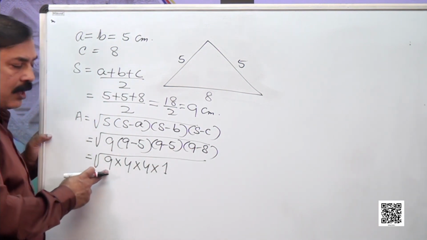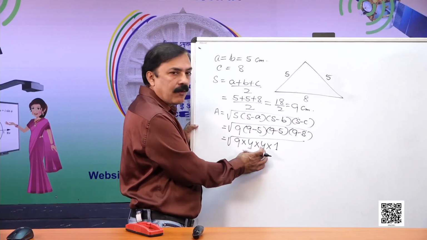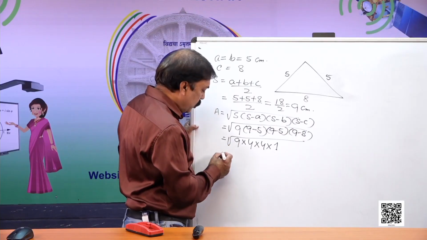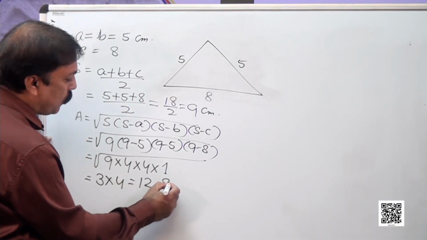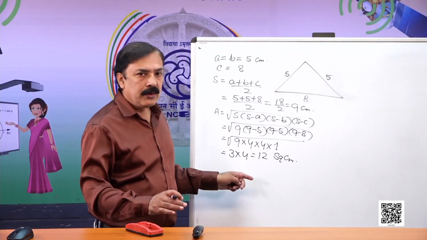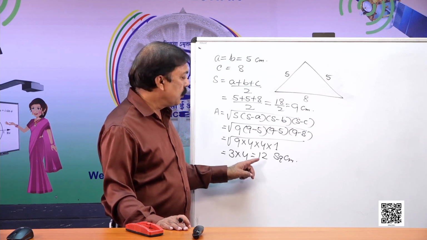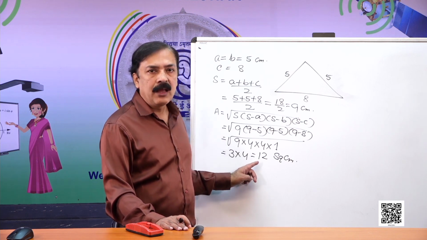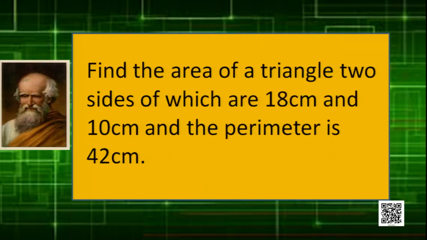You see square root of 9 is 3 and square root of 4 into 4 is 4. So we can say 3 into 4, that is 12 square centimeter. As earlier we had the area as 12 square centimeter. So here also by using Heron's formula we got the same result. Now let's see another problem.